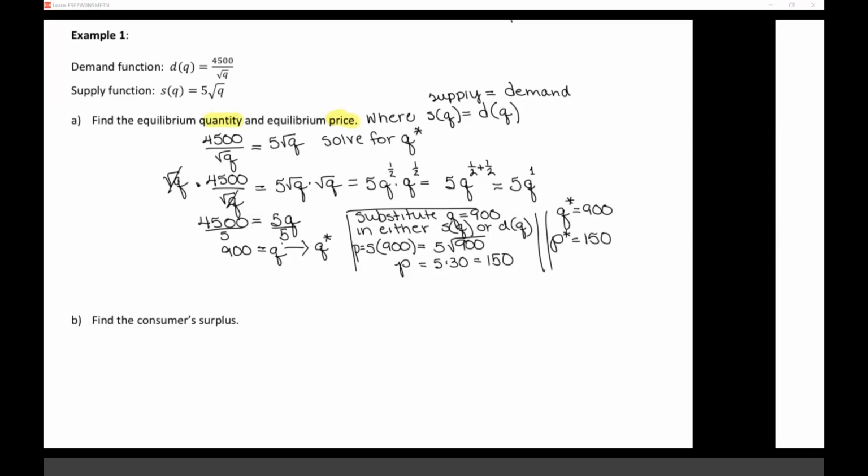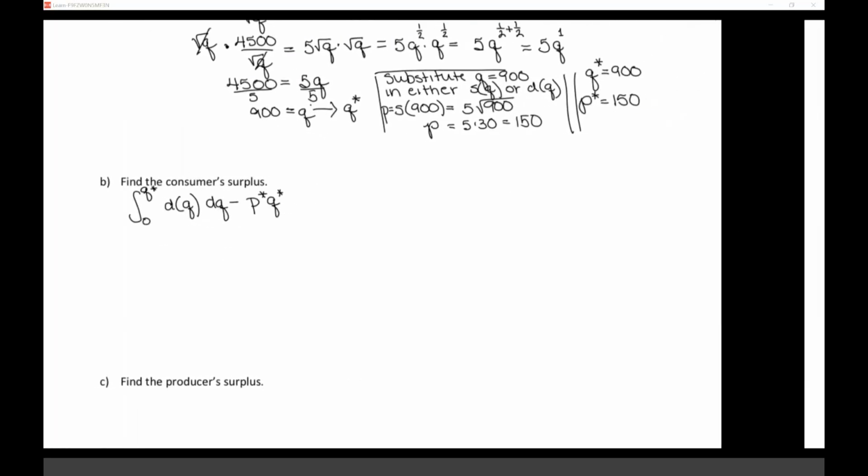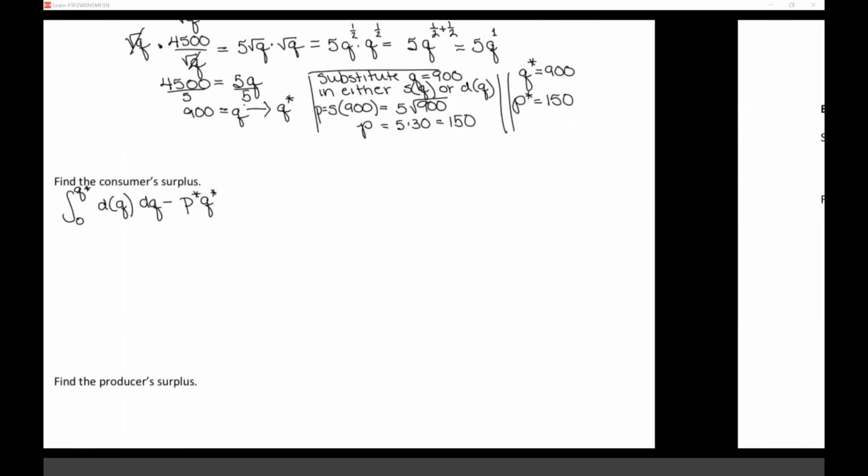All right, now to find my consumer's surplus, okay, I have this function, this integral rather, from 0 to Q star. And that's the one where I have my demand function first, dq, minus the product of equilibrium price times quantity. Okay, and again, I'm going to highlight my equilibrium price and quantity just so they kind of pop out at me. Okay, I don't have to go looking for them.